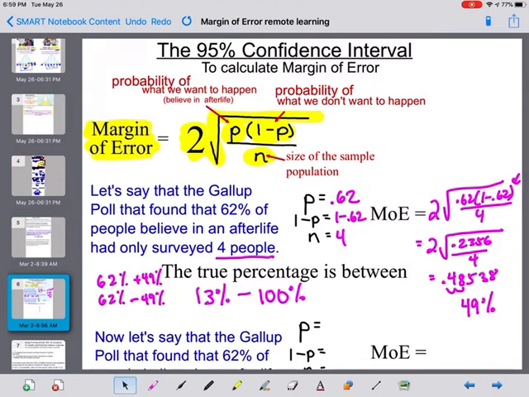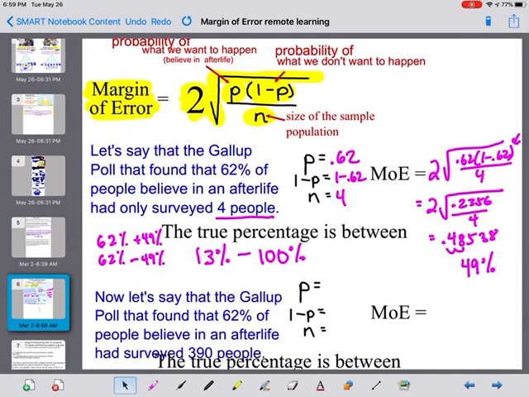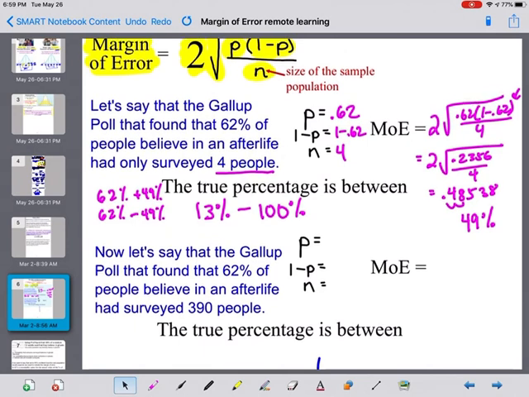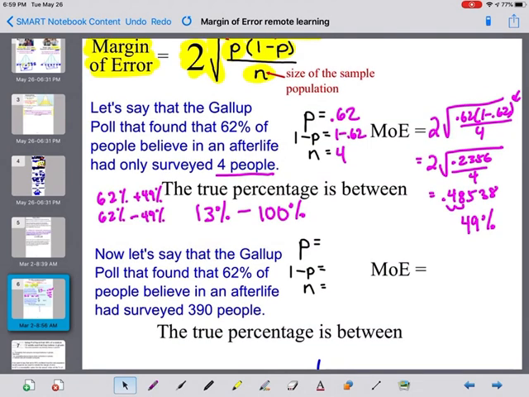Now let's see what happens. Come on, please just work. There we go. Okay, if we had surveyed 390 people, so same exact formula, 2 radical 0.62 times 1 minus 0.62, but now we're over 390.